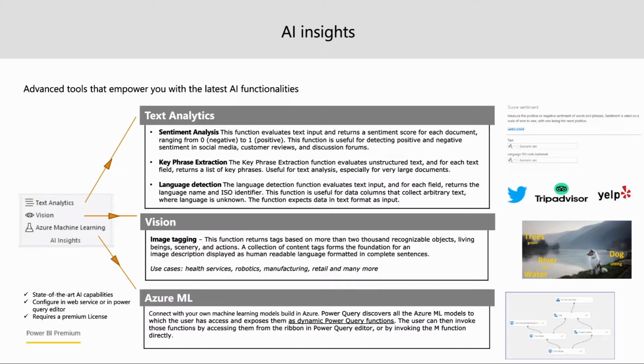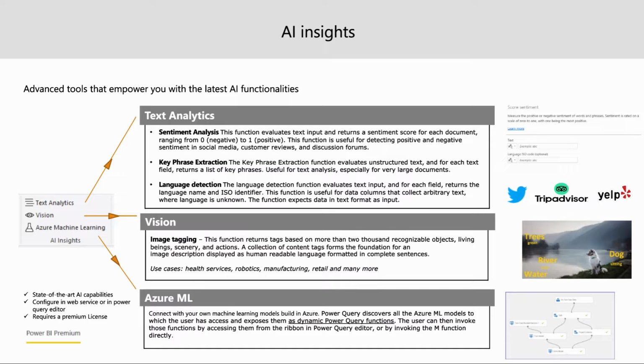Next up is key phrase extraction, which will extract the key phrases out of a certain long document. So it will give you a summary of what the document states. Another example of text analytics is language detection. So language detection will return the language that's being used in your document.